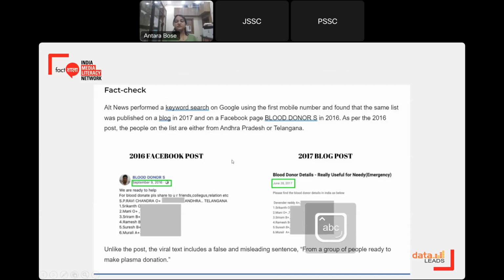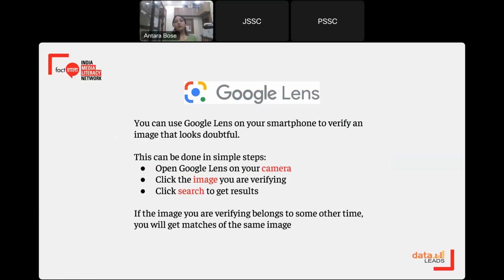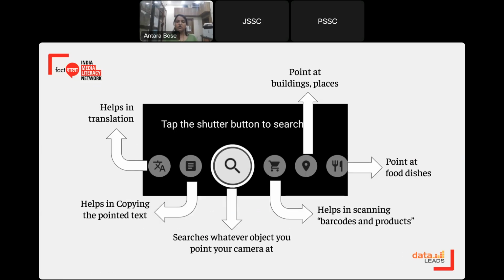This list specifically was a 2016 Facebook post and a blog post, but it became viral during COVID, that these are the people. So now Google Lens is one platform where you can verify images also. Just take the image, open Google Lens. You can have a screenshot also. You can upload the image in Google Lens, and you can see whether the image is correct or not.